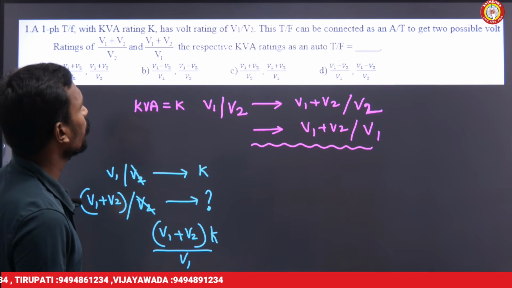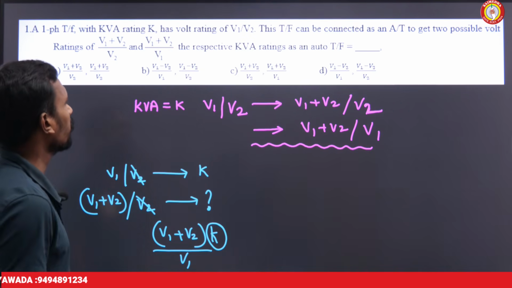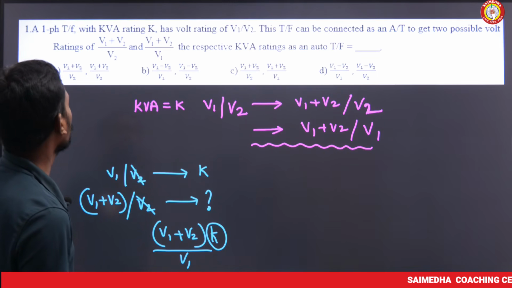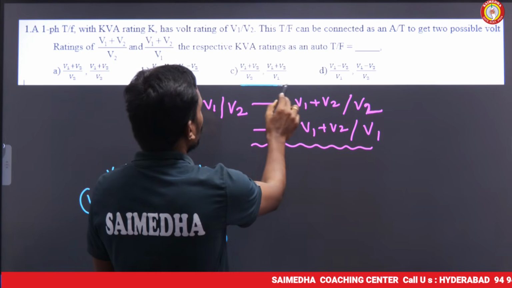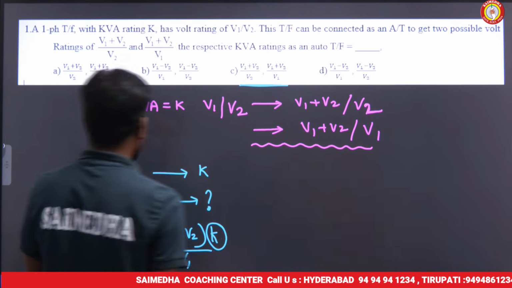(V1 plus V2) into K, K is a common thing, so the rating is (V1 plus V2) by V1. So for the first connection we get (V1 plus V2) by V2 and for the second, (V1 plus V2) by V1. Next, please go through the second answer, then we'll discuss.